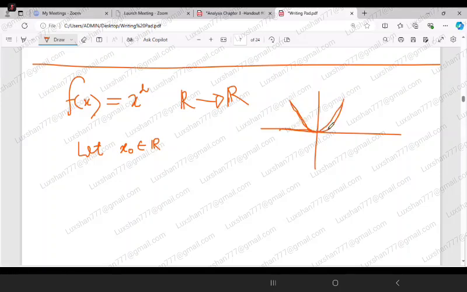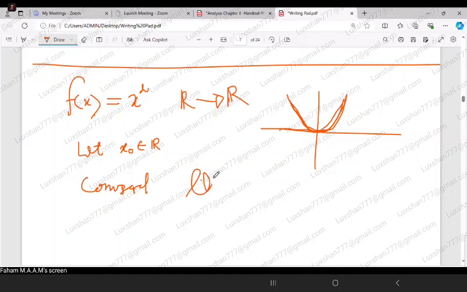Therefore, everywhere it is differentiable. Note that continuity does not imply differentiability, you have to be careful. Though, since it's a polynomial function, we know that this function is differentiable everywhere. Therefore, we don't need to consider the x not equal to 0 case. Okay, so let x naught be in R. Then consider, as usual, the same limit.